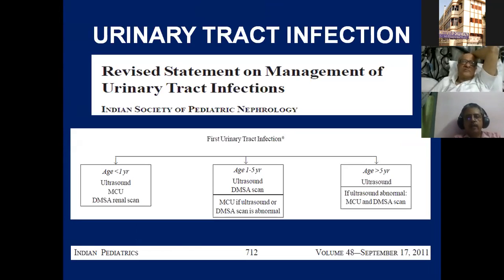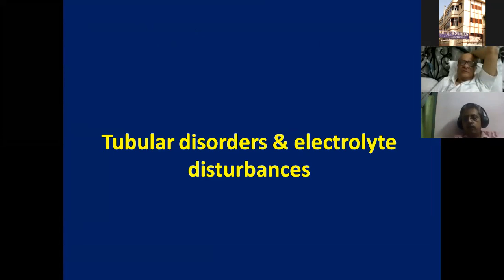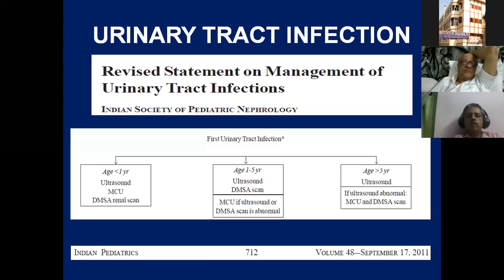So the UTI guideline by the ISPN, and till date, that's what it says, that less than 1 year you should have ultrasound, MCU, DMSA. 1 to 5 years ultrasound and DMSA. If either of them are abnormal, then MCU plus minus DMSA, and more than 5 years, ultrasound. If ultrasound is abnormal, then MCU, DMSA. But remember, this is for the first UTI. If you are having a recurrent UTI, you will need all of them.